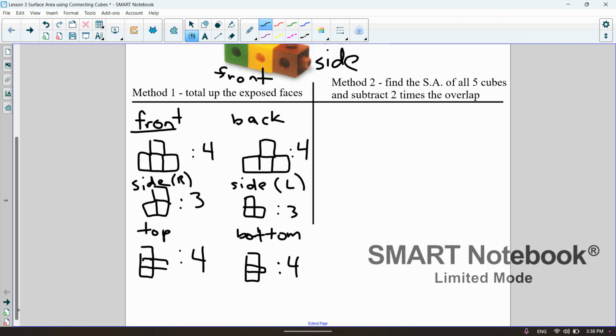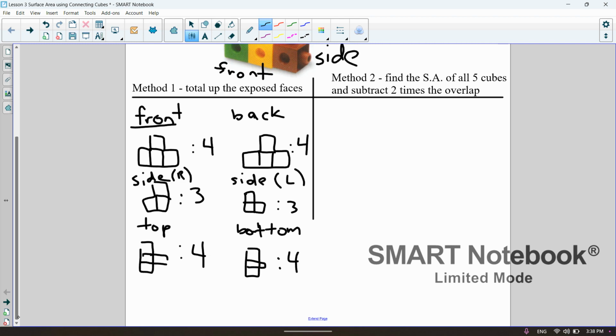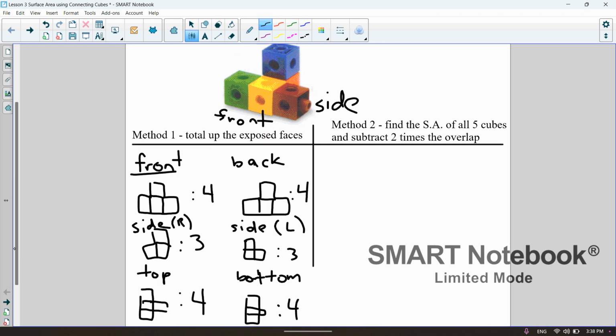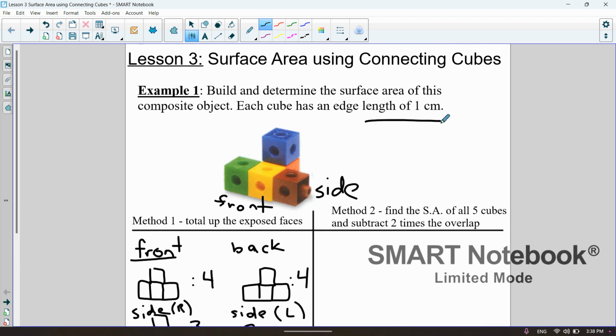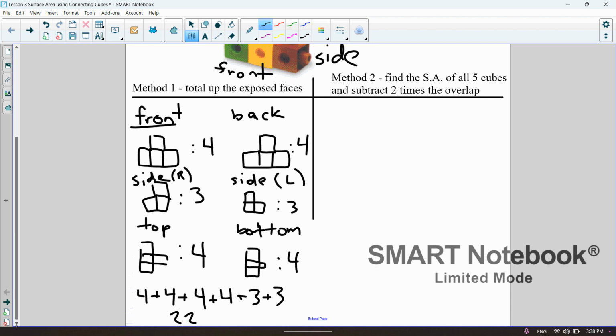So then in order to find the surface area, we would just take all of those numbers and add them up. So 4 plus 4 plus 4 plus 4, so 4 4s, which is 16, plus 3 plus 3, which is 6. So that would give us 22. And then we have to pay attention to units. In this case, it told us each cube has a side of 1 centimeter. So that means it's 22 centimeters squared as our final answer.